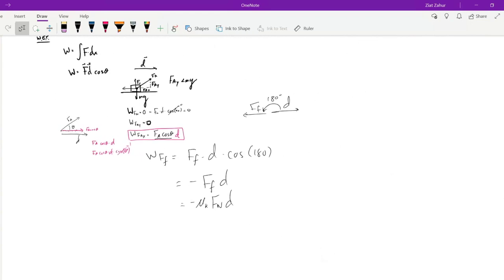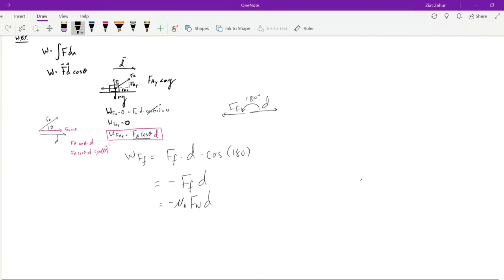Do your FBDs. You have two forces in the vertical. Sigma Fy shows you that you have FAY up, normal force up, mg down, and so the normal force is mg minus the y component of the applied force.